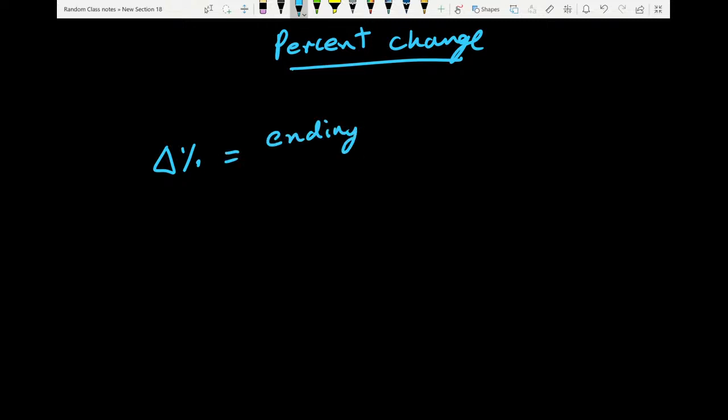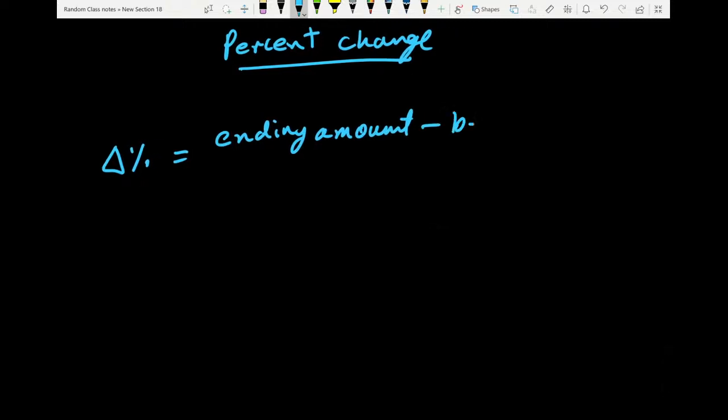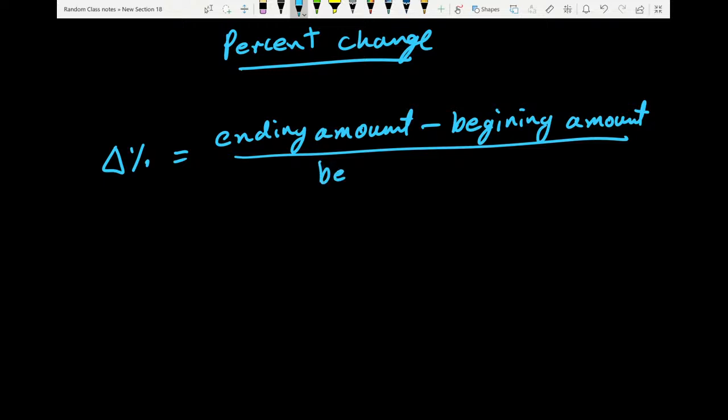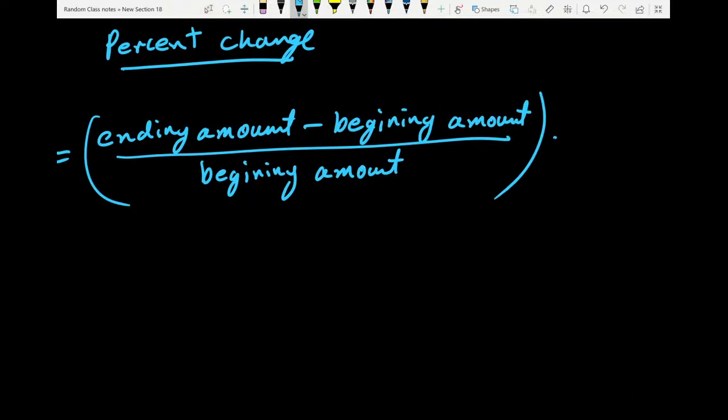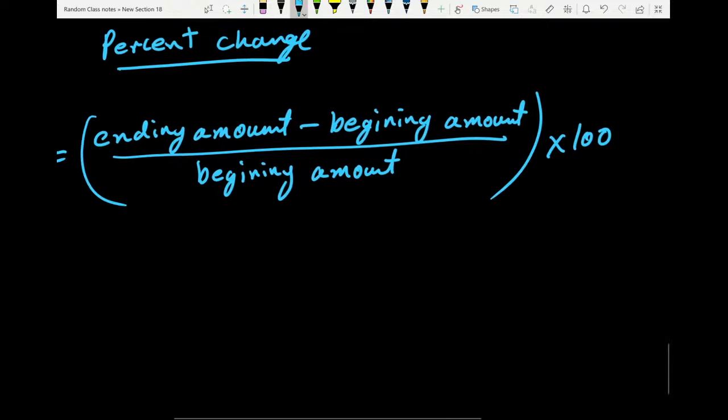Percent change equals the ending amount minus the beginning amount, over the beginning amount. And then we times it by 100. Remember, usually in mathematics, when we get a percent, it always gives us a decimal, like you have to move the decimal to the right. And the way you do it is you multiply it by 100.